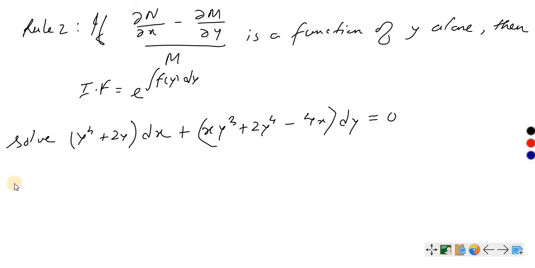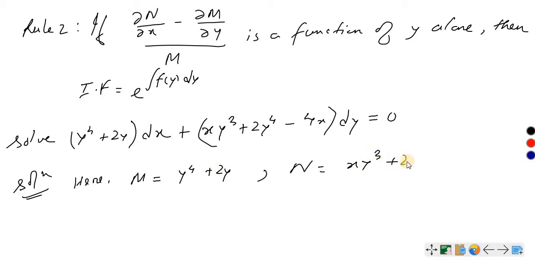So suppose we have this question and we have to get the solution. What will we be doing again? Solution. Here I will write M and N. Here M is y to the power 4 plus 2y, and N is xy cube plus 2y to the power 4 minus 4x. So therefore partial differentiation of M with respect to y will be 4y cube plus 2.